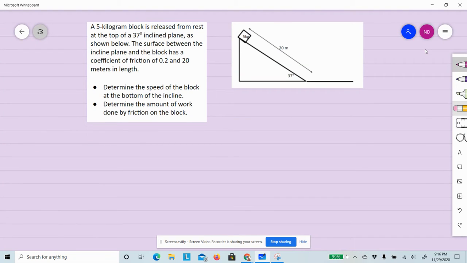Yet another conservation of energy problem. But this time, you should be getting the hang of this picture. There's the ramp here, same height, same everything, but now this block and the ramp have some friction.